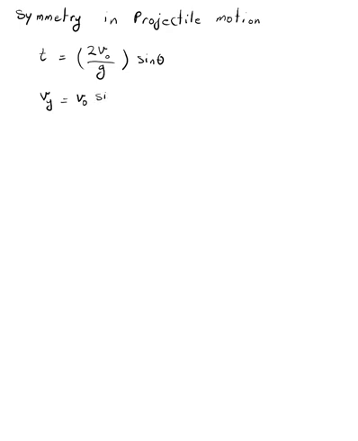Now, recall that when a projectile is launched, its y component of velocity is vy equals v naught sine theta. When the projectile lands at t equal to this expression here, then the y component of velocity becomes vy equals v naught sine theta minus g t. So this is at launch, and this is when it lands.